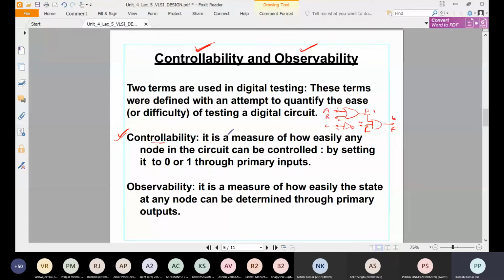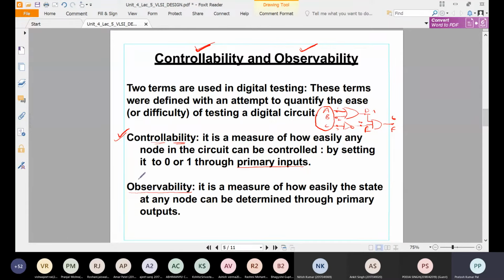This controllability will be observed with respect to the basic inputs, the primary inputs, whatever primary inputs are there. Here the primary inputs are A, B, C. So if we are able to control all the possible nodes of this circuit by using A, B, C, then this circuit will be considered controllable. That means it is showing the controllability property. So controllability is the property of any circuit in which the primary inputs are able to control all the node values. Then the circuit will be considered a controllable circuit. Similarly, there is observability.